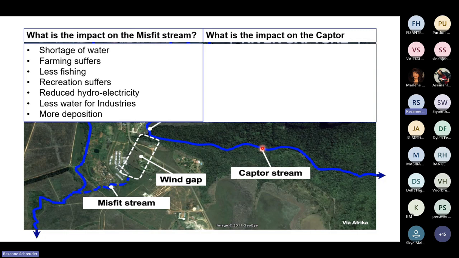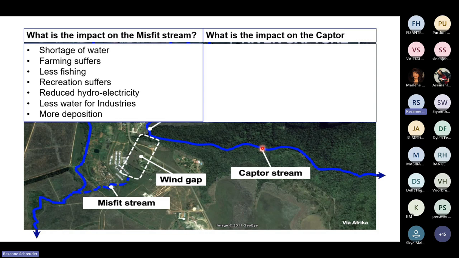Less fishing, recreation, people might not go to the river and fish. We might not have water for canoeing or kayaking. If they had hydroelectricity, then those hydroelectricity areas, they won't have as much power, less water for industries, and then more deposition.